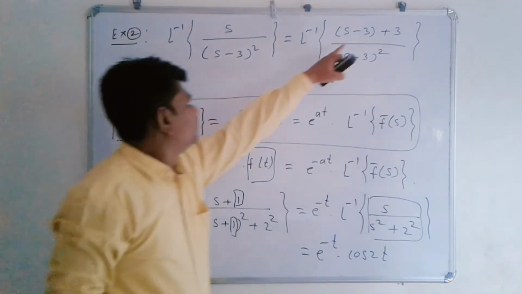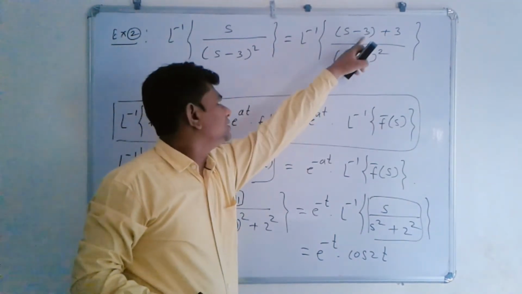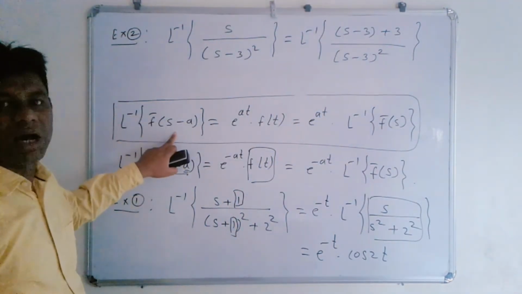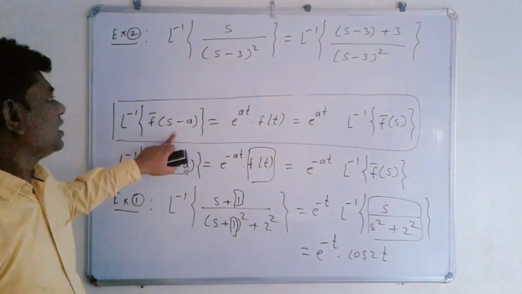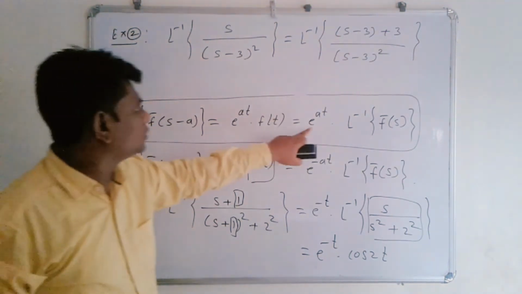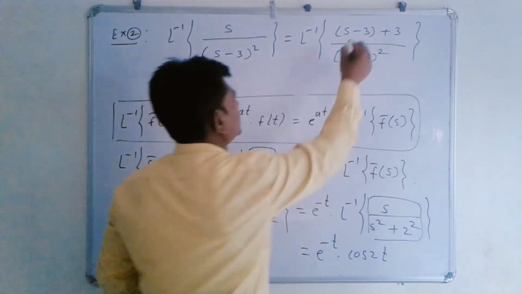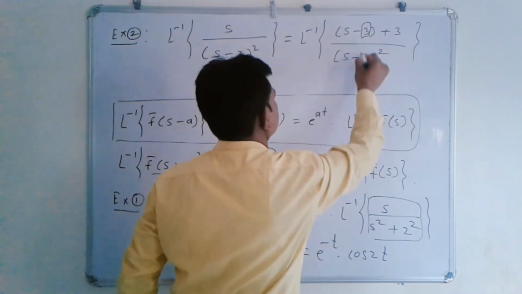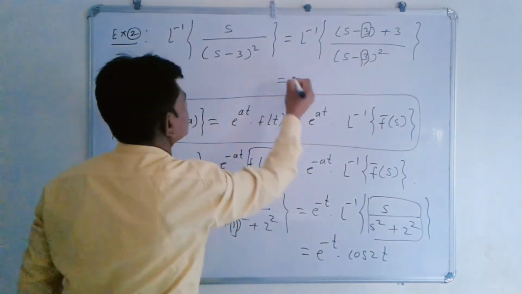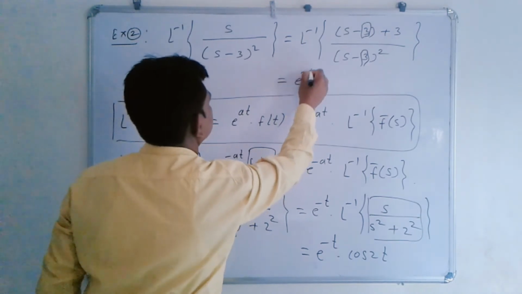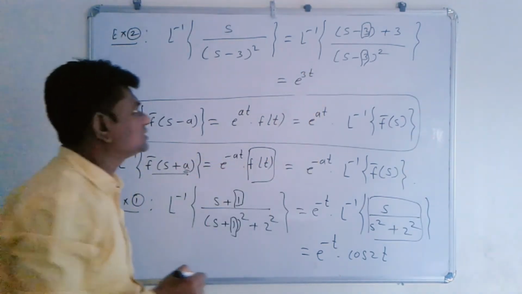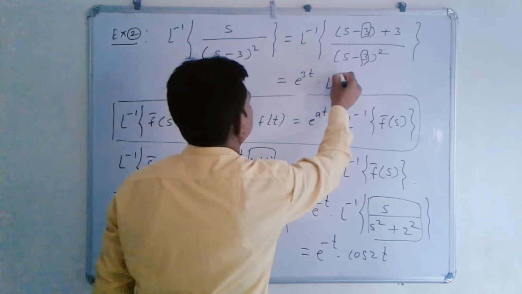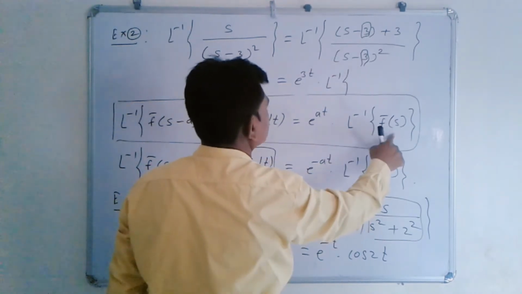Now this given function is in the form of f bar s minus a, and therefore its inverse is equal to e to the power at. Here a is equal to 3, and therefore answer is e to the power at, means e to the power 3 times t times L inverse of f bar s.